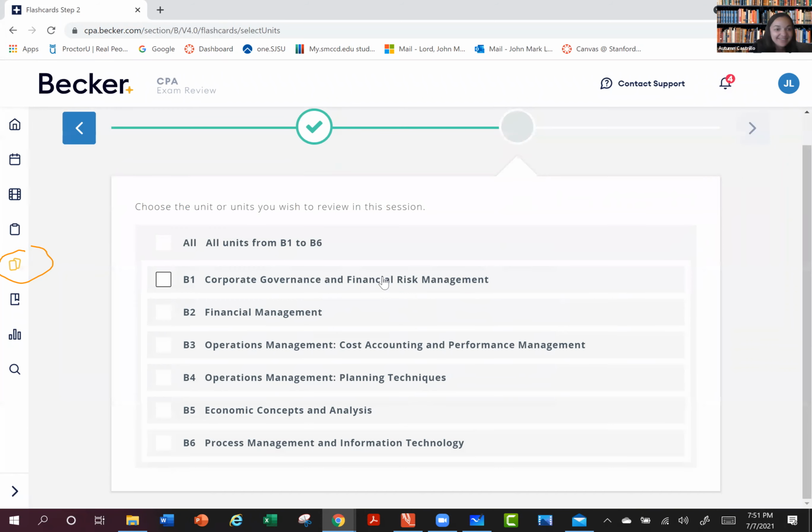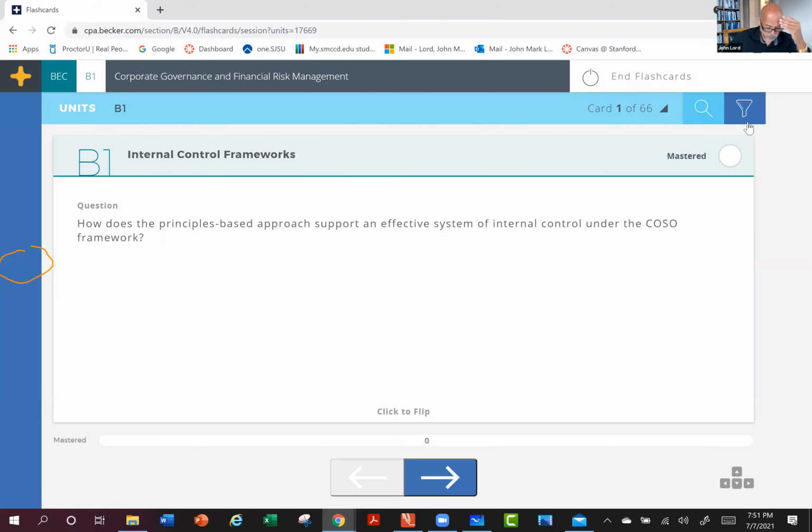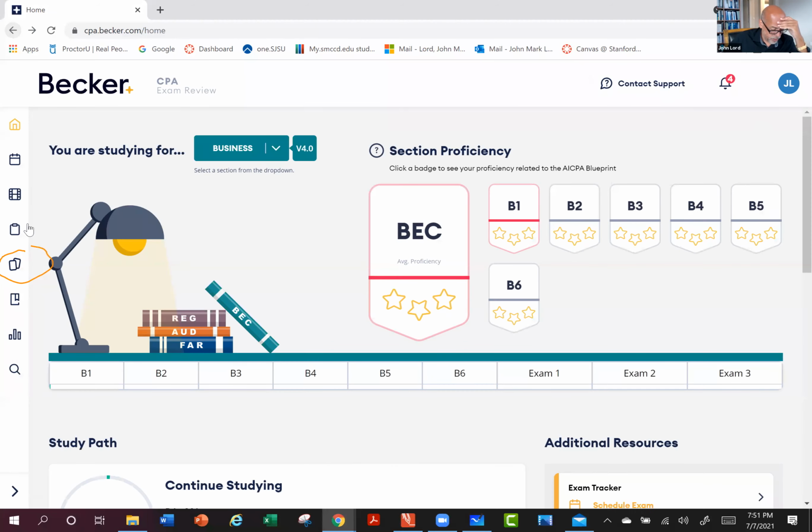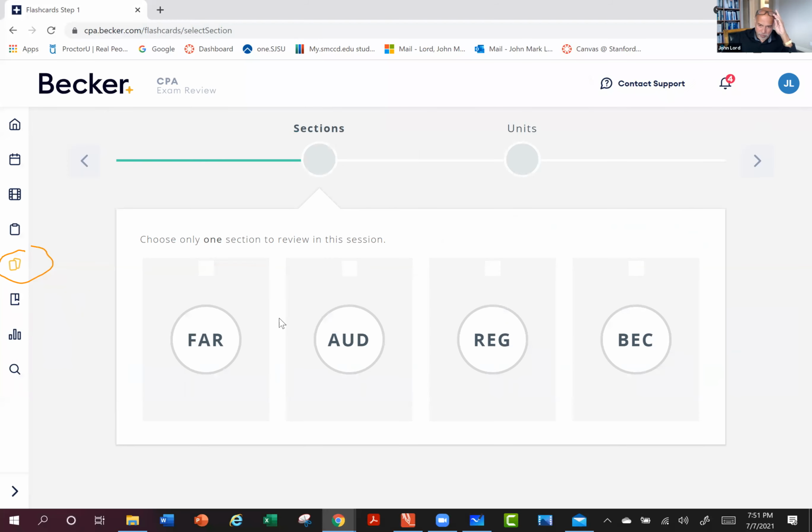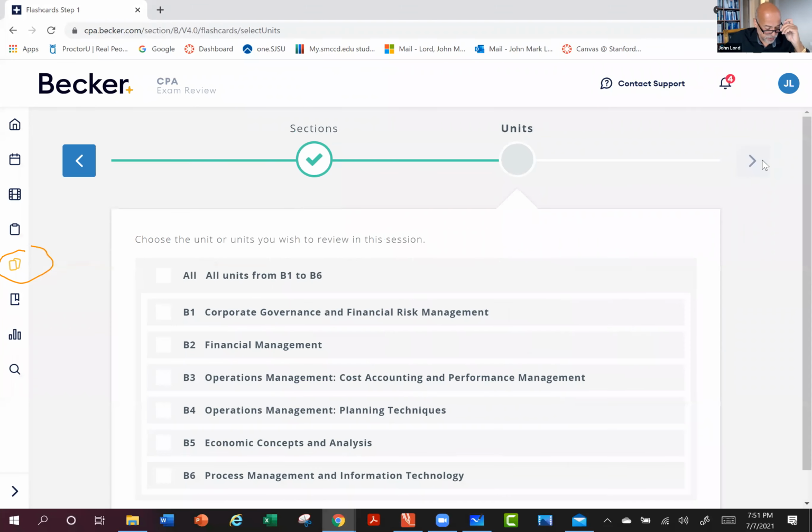So what happened? You click this and then what? Oh, then you go through them for B1. There they are right there. So you click that little flashcard thing, whoever the wise guy was that circled this incredibly useful information. I thought they were on here somewhere. And then you go to BEC, because that's the class we're doing. And then you pick the class you want, which of course would be B1.